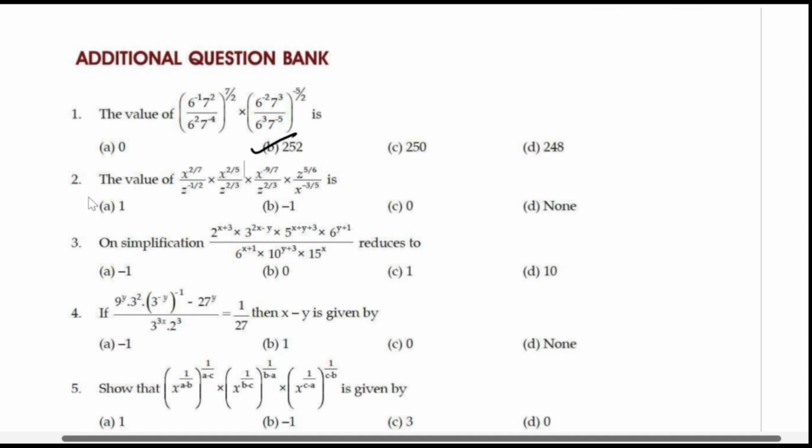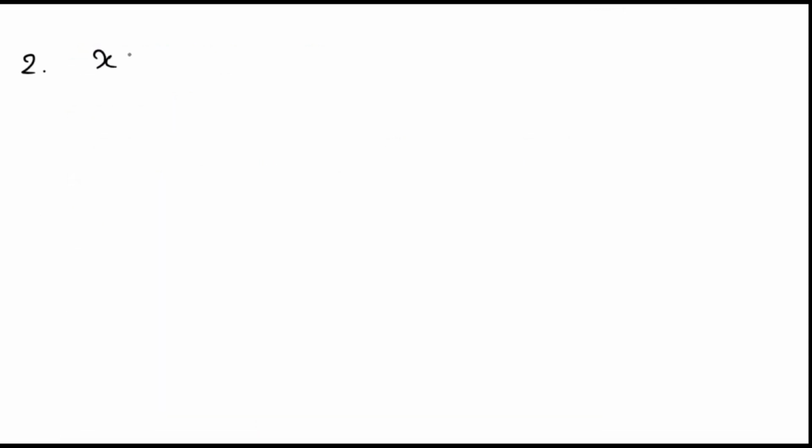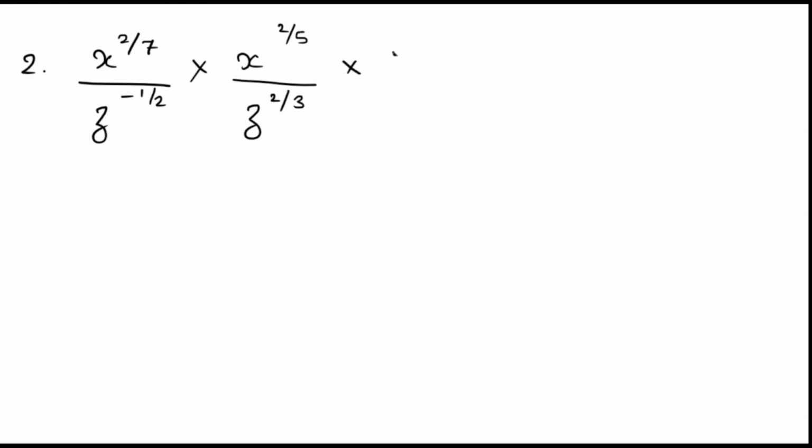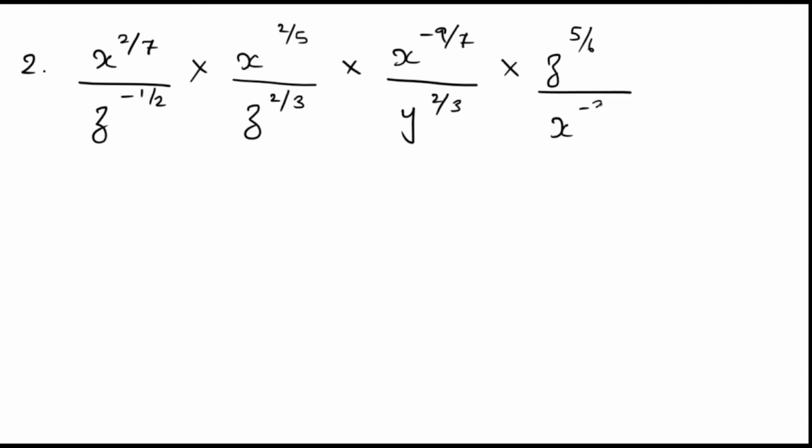Moving on to question number 2. X to the power 2 divided by 7, the whole divided by z to the power minus 1 by 2 into x to the power 2 divided by 5 divided by z to the power 2 divided by 3 into x to the power minus 9 by 7 divided by y to the power 2 by 3 into z to the power 5 by 6 divided by x to the power minus 3 by 5.